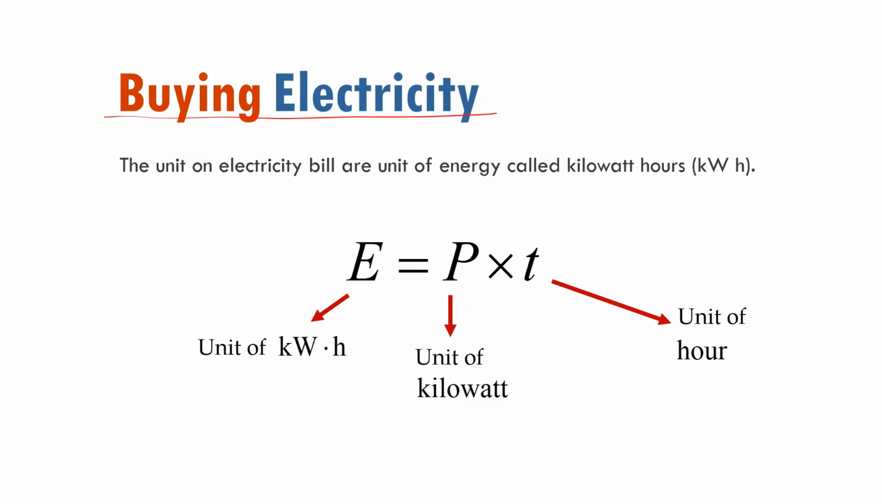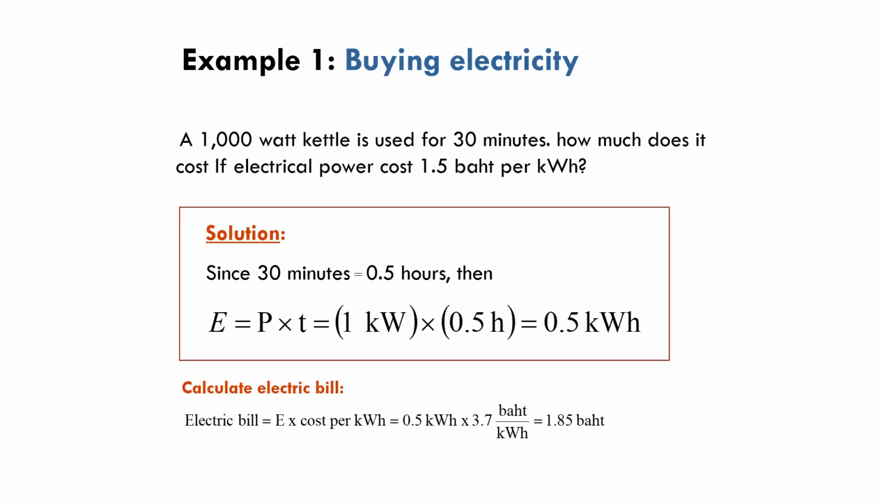The unit of P is kilowatt. That's why I taught you how to convert it into kilowatt. And time is in units of hours. E is going to be the unit of power multiplied by time, which is kilowatt hours. Okay, so now how are we going to do it? Let's see in these examples.